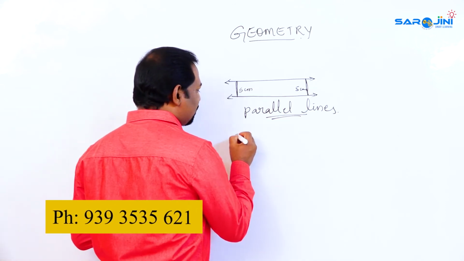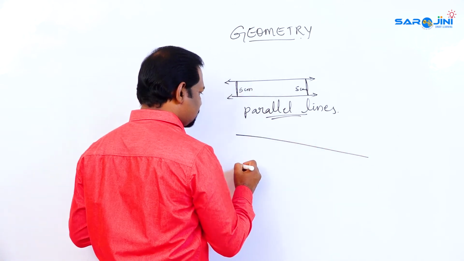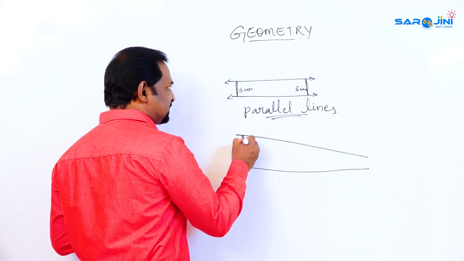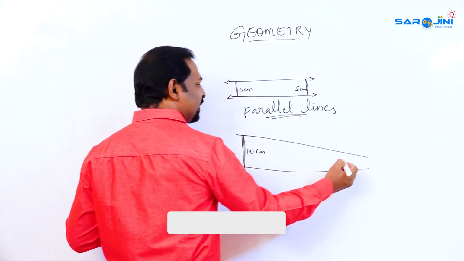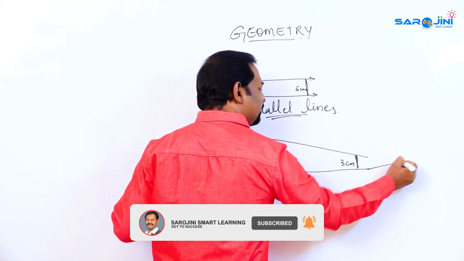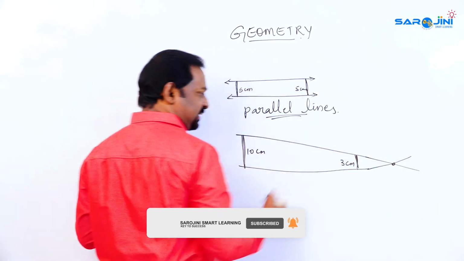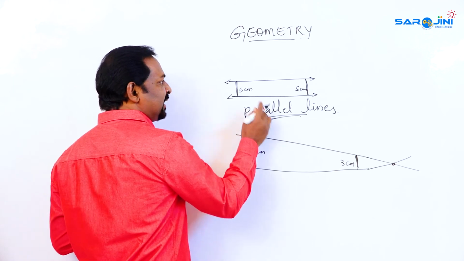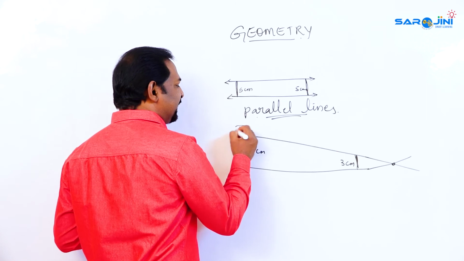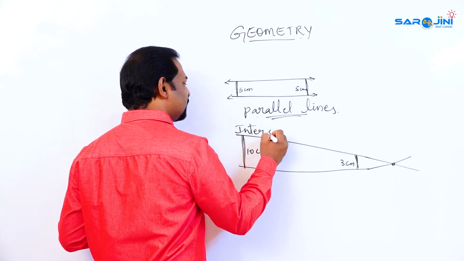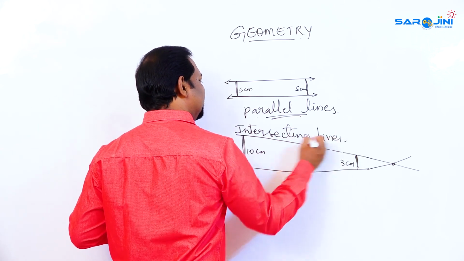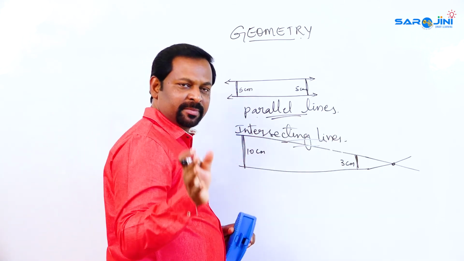And suppose I draw like this. Here the distance is 10 centimeters. Here the distance is 3 centimeters. What it means is that somewhere as they go, definitely they will meet at one point. So parallel lines never meet, and the lines which meet are called intersecting lines. These are the two things you have to remember in this chapter.